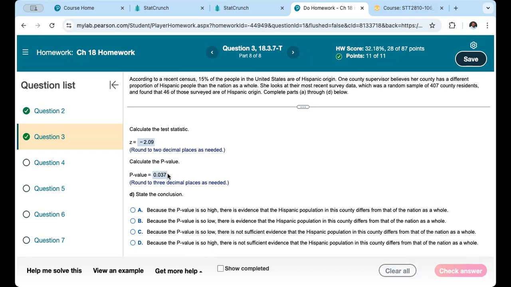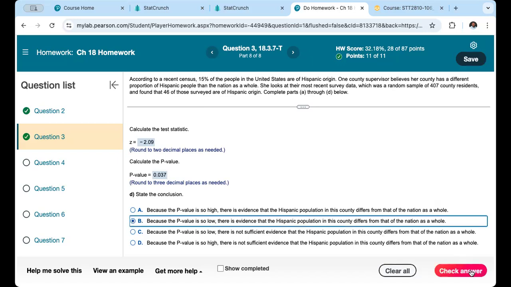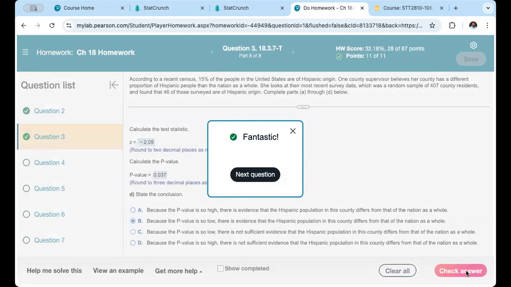And then whenever the p-value is low, what it means is that we are rejecting the null hypothesis. It implies that there is what? Sufficient evidence, or there is enough evidence. So when you look at this one, the p-value is so low, there is evidence, which makes sense. Anytime the p-value is so low, there is evidence. So we compare to this one and click that.